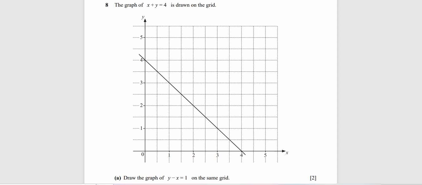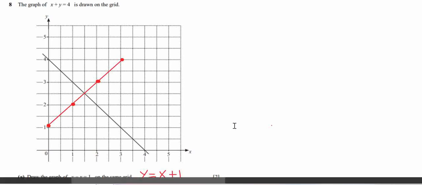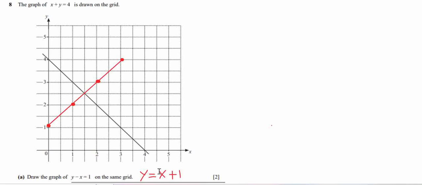So let's reveal the answer. So this is our drawing, y minus x equals 1. The easiest way to do it is to make the equation into y equals mx plus c form, y-intercept form. So for y, we move the x to the right. Now negative x becomes positive x plus 1. Now we know that the gradient is 1 because there's no number in front of x, and the intercept is 1. So we plot 1 as the intercept, and then the gradient is 1.